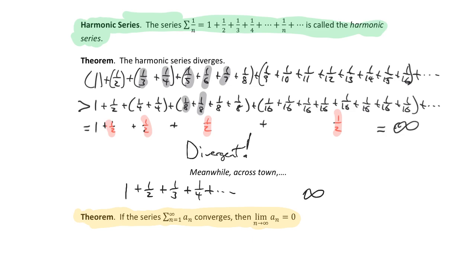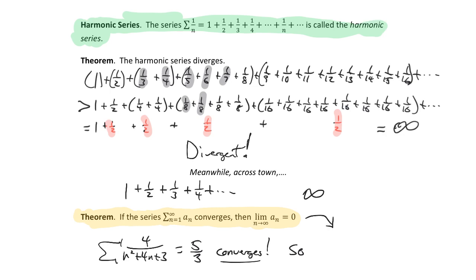Now, we just saw the series 4 over n squared plus 4n plus 3, and I think we said that was equal to 5/3. It converged, right? Which means, according to this theorem, that the terms 4 over n squared plus 4n plus 3 must go to 0, and they do.